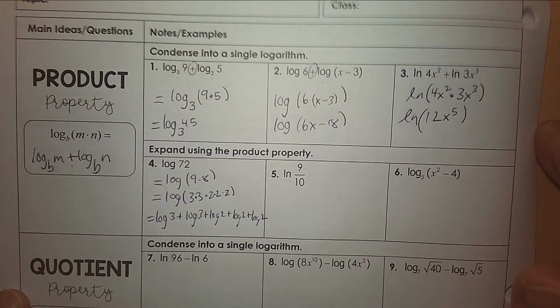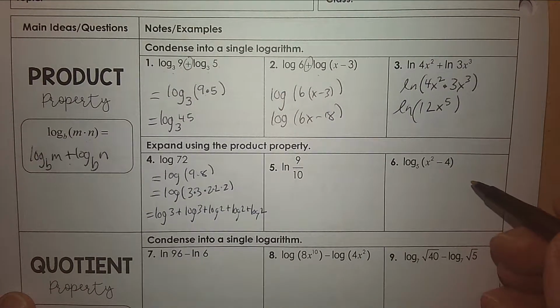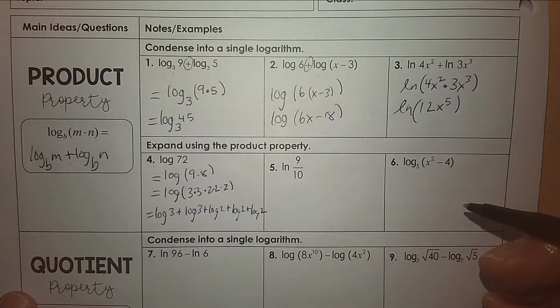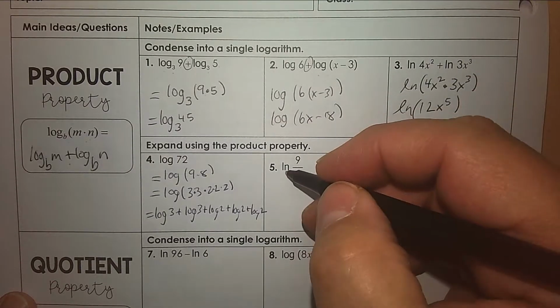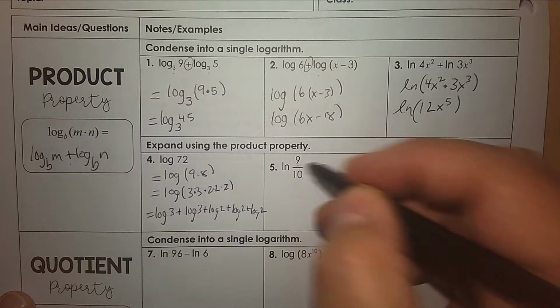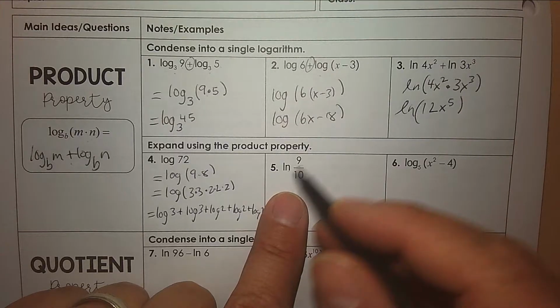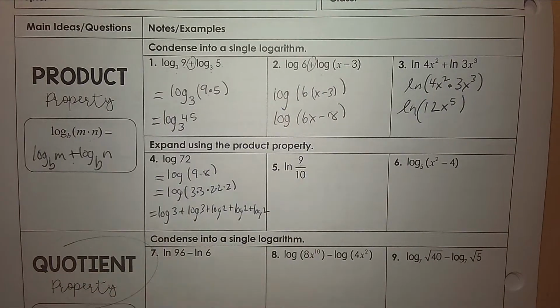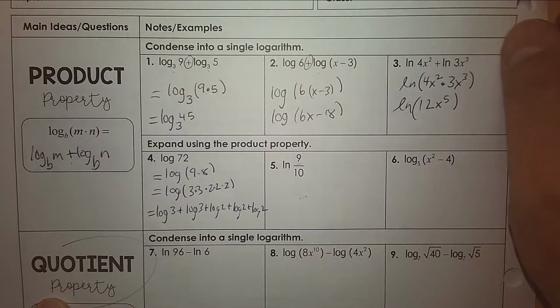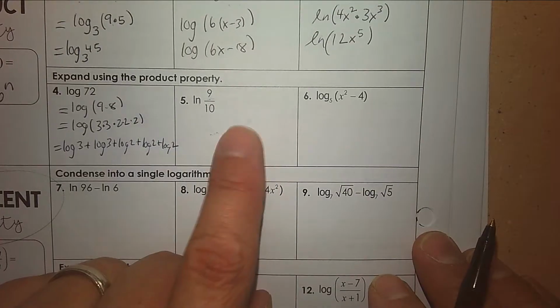Now, number 5, I don't want to confuse you with number 5, but if you look at it, are you multiplying or dividing? So, you know what I'm going to do? I'm going to let this one go, because it'll be confusing for me to use a different property. Do you see the property below says the quotient property? We're going to come back to it after we know the quotient property. But number 6, this is an important one. So I'm going to leave it blank and come back to it.